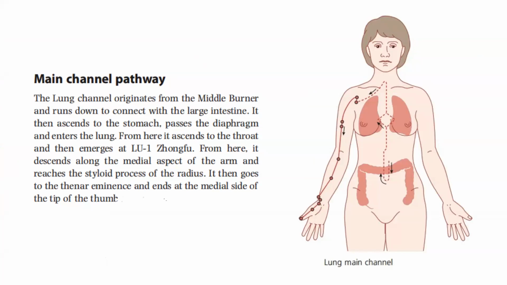From here, it descends along the medial aspect of the arm and reaches the styloid process of the radius. It then goes to the thenar eminence and ends at the medial side of the tip of the thumb.